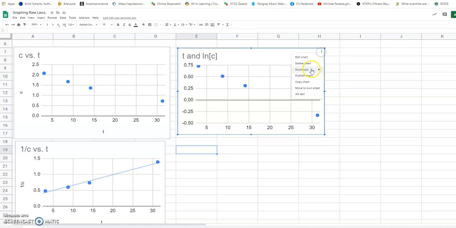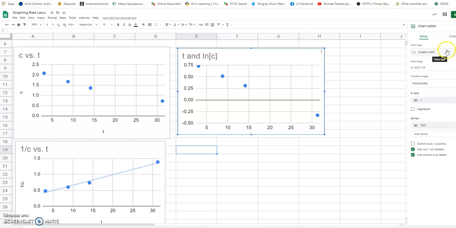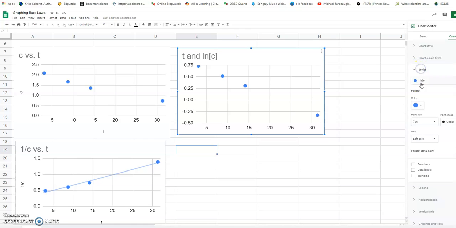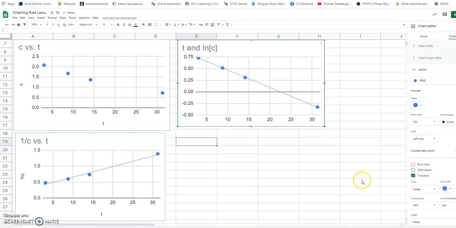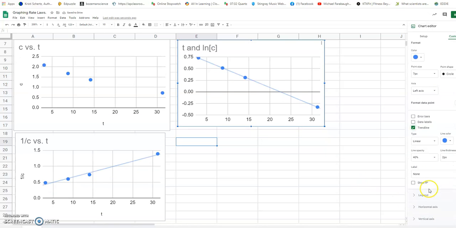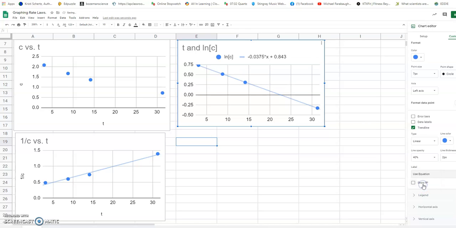I'm going to go to Edit Chart. I'm going to come over here to Customize, Series, go all the way down to Trend Line. There's my trend line. And if you scroll down a little bit more, you go to Label. That will get me my equation and r squared. If you look at my r squared value, that is a 1.